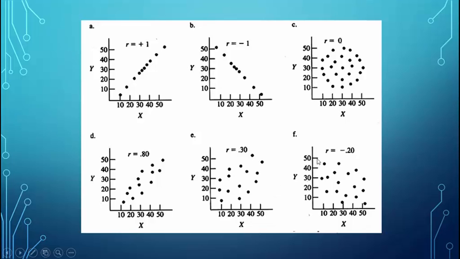And lastly, this r of negative 0.20. Here's a negative sign. We've got a negative correlation, and you can see generally this downward sloping trend, where when people are lower on this variable of x, they tend to be higher on y, and when they're higher on this variable of x, they tend to be lower on the variable of y. Sort of have this downward trajectory. But again, there's a lot of variability.